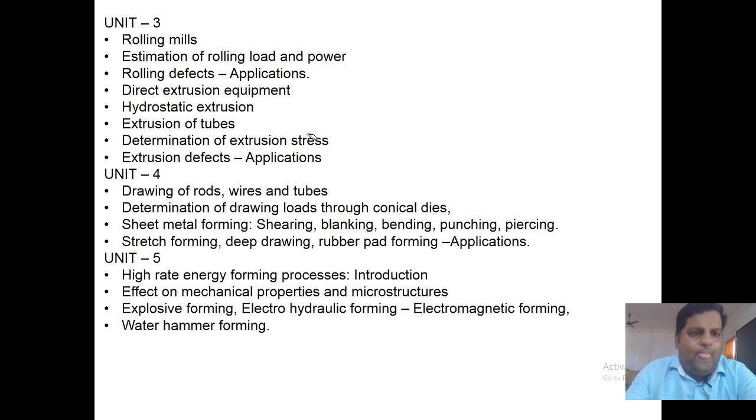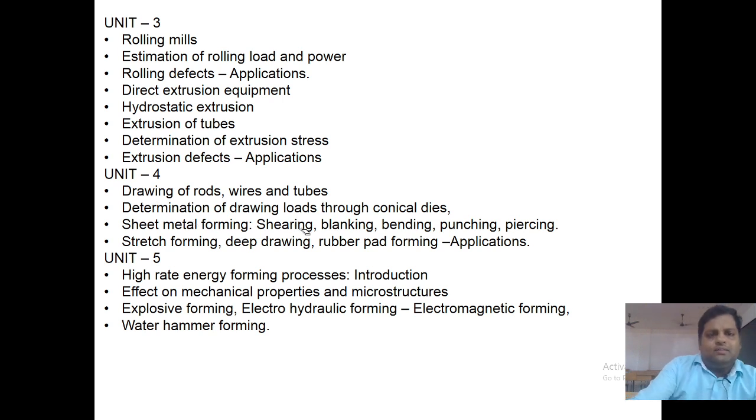Erase. Okay. Drawing of rods. You might know first of all which property is required for drawing operations. Okay, drawing of rod, wire, tubes, determination of drawing loads through conical dies, sheet metal forming processes like shearing, blanking, bending, punching, piercing, and stretch forming, deep drawing, rubber pad forming, like those things we will be studying about. We will be studying about these topics in 4th unit.